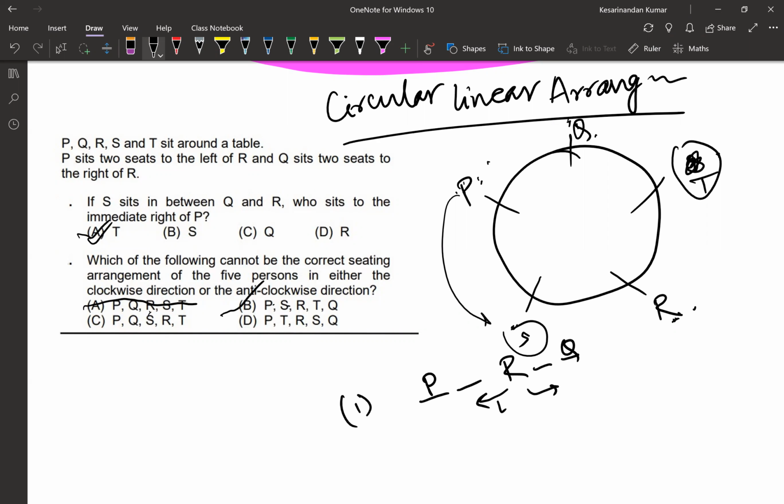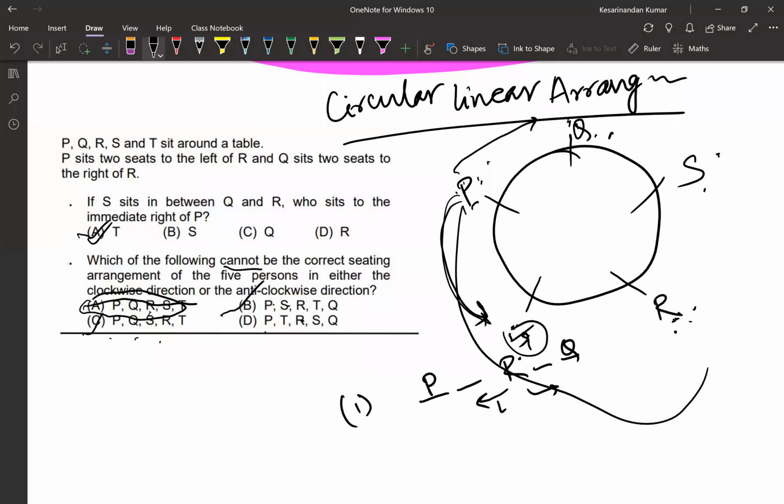Let's try it out. We have P, Q, S, so they are going in this direction. P, Q. If they take this as S, this will be T. P, Q, S, R, T. This is correct, guys. Since they have asked for cannot, we have already found out which one is wrong, so hopefully the fourth one should be correct as well. Let's see. P, T. They are going anti-clockwise. P, T, R, S, Q. It is satisfying. So the only answer is A.